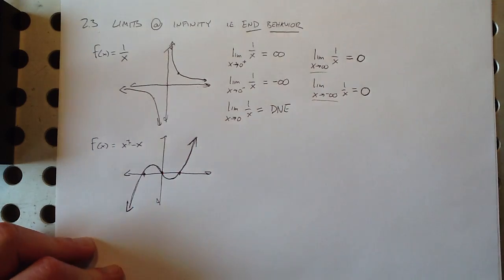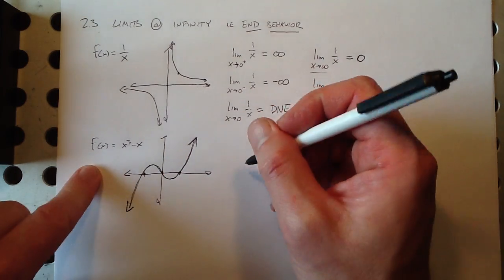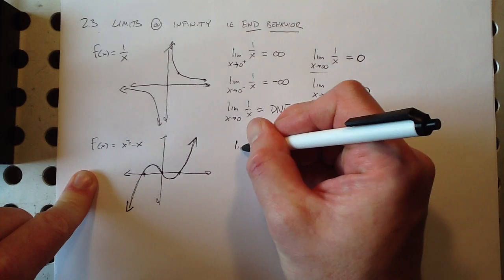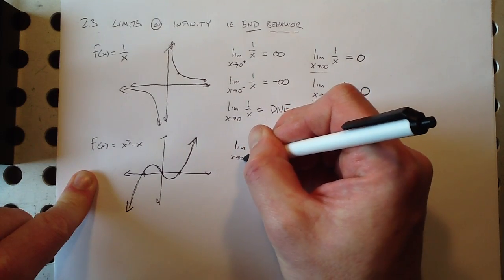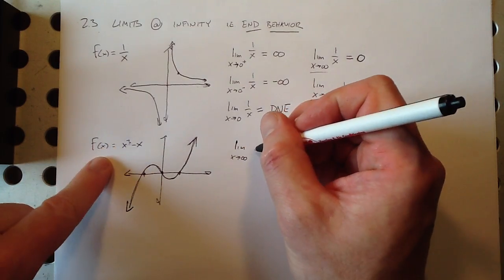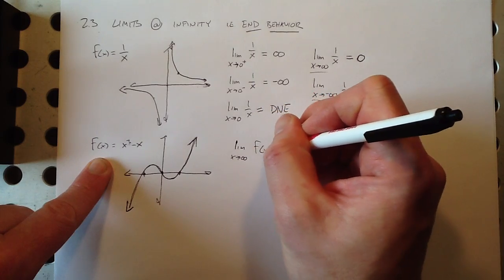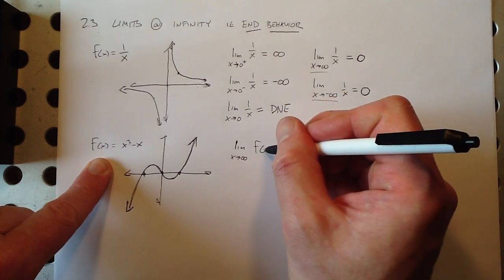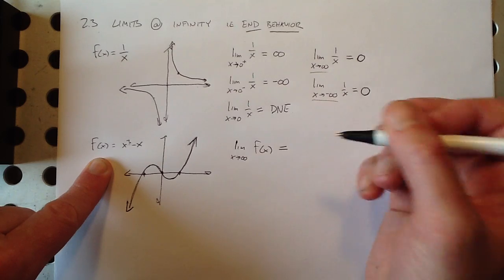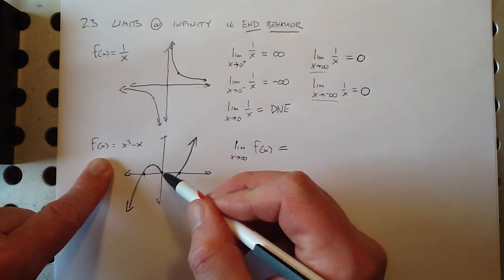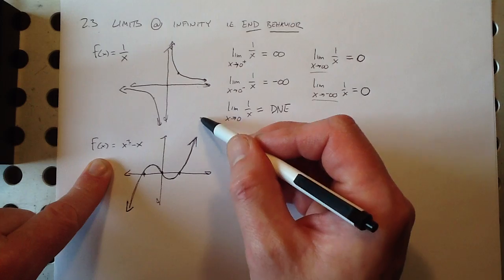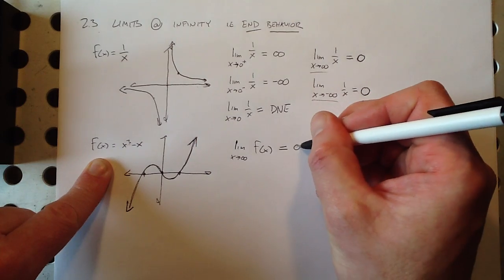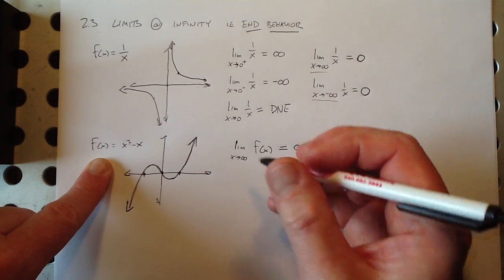All right, something like that. Now let's see, we could ask, what is the limit as x approaches infinity of this function? I could call it f of x, or I could write out x cubed minus x in here, same thing. Well, as x approaches infinity, this just looks like it's blowing up. So that's just going off to infinity.